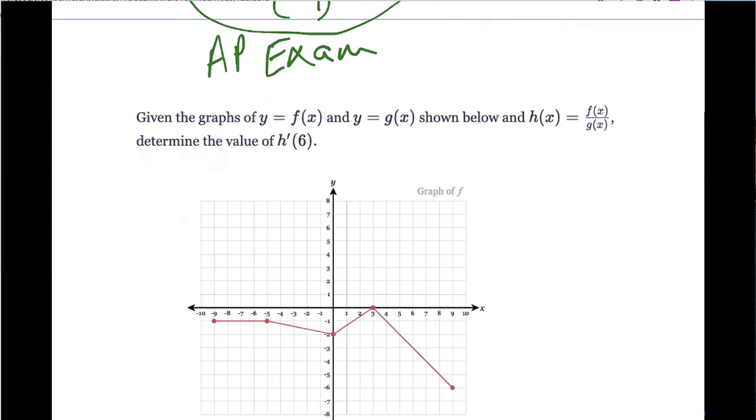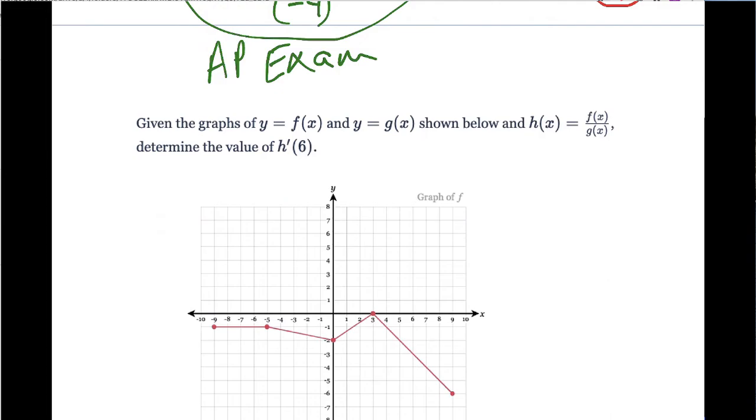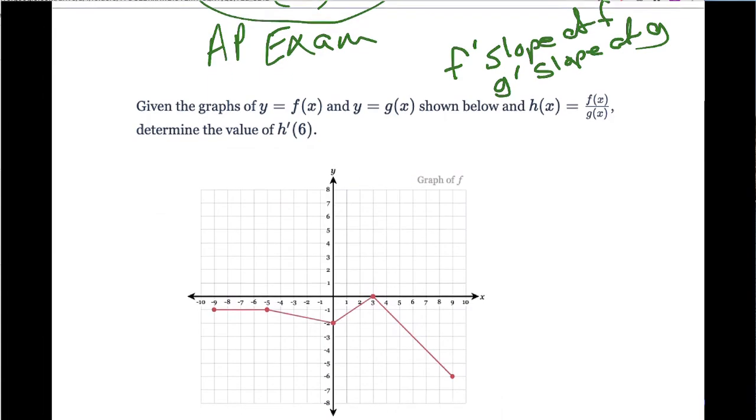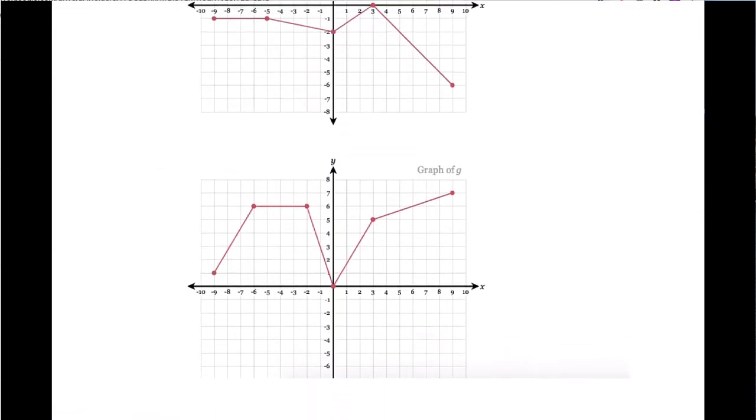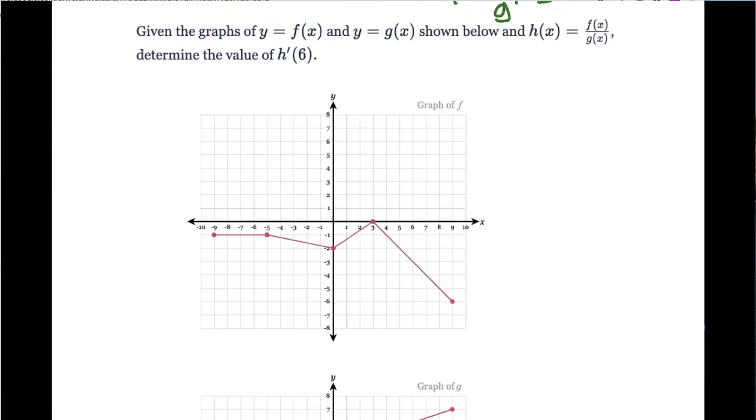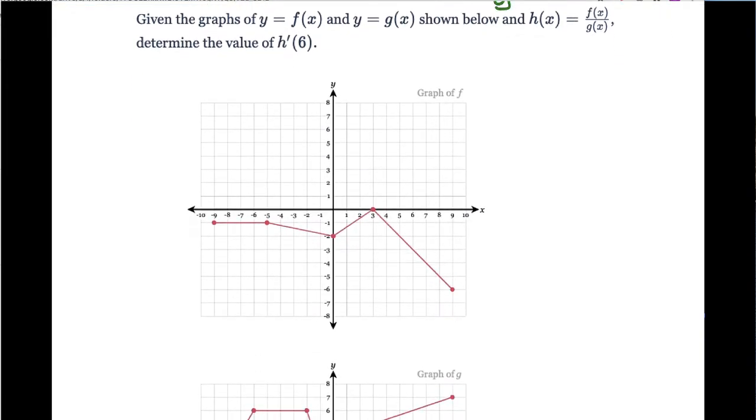Same kind of thing with this. Remembering, though, that f prime is the slope of f, and g prime is the slope of g. So this is a pretty long one. You're given these two graphs. But first you're given h. And now you're supposed to find h prime of 6. So you can pause the video and draw a quick graph of f.